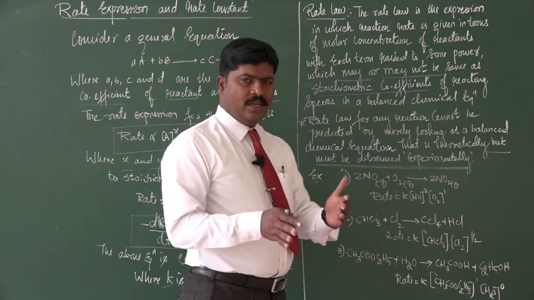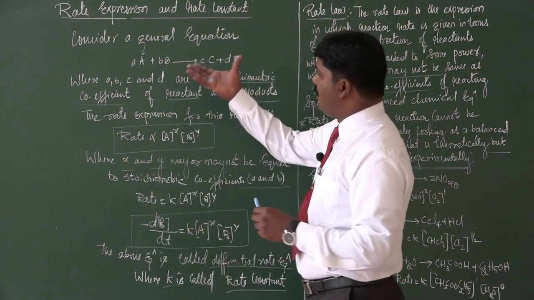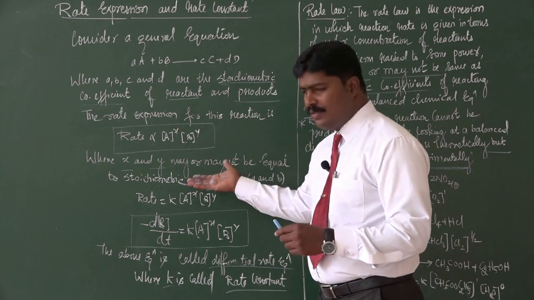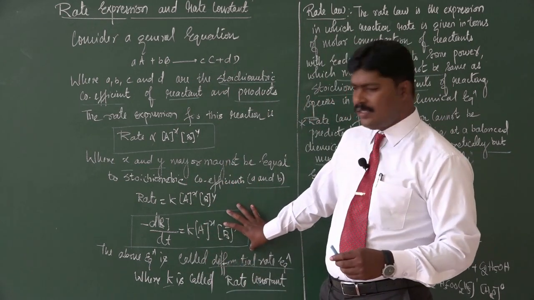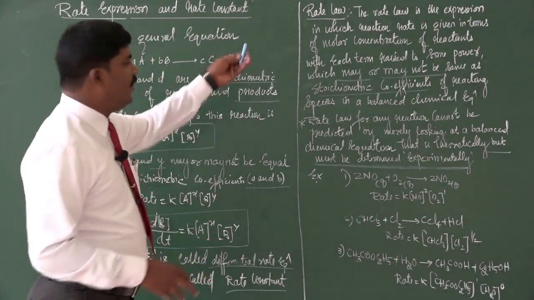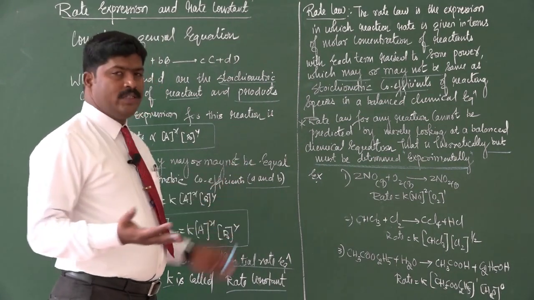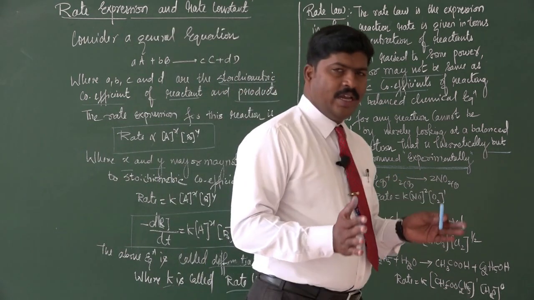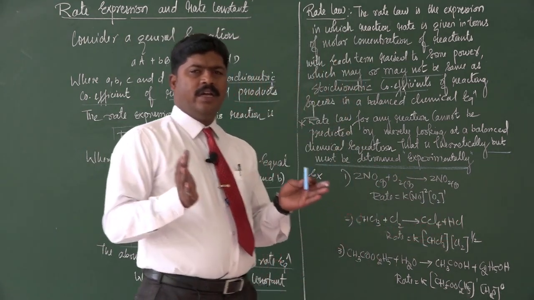So what I have just tried to explain are two terms here. One is the rate expression and rate constant, and new terms x and y have come. I told you about the differential rate equation, and k is the rate constant. After writing the rate expression, I defined the rate law. Rate law is very important, and I said one important thing: don't merely look at an equation and write the rate law or rate expression. It has to be predicted experimentally.